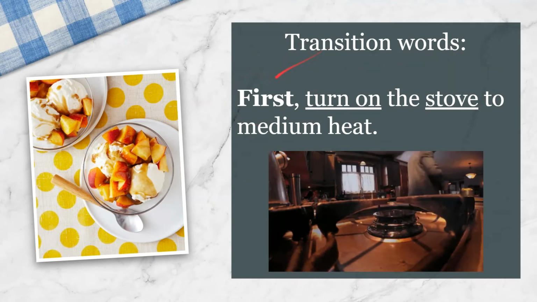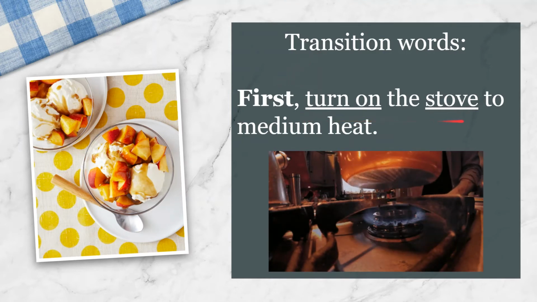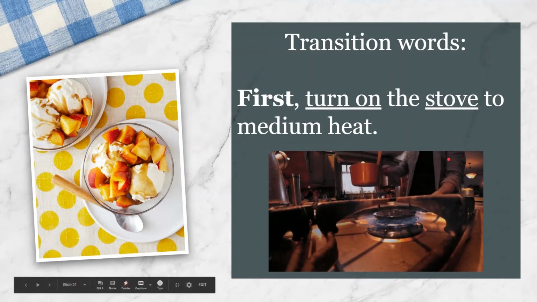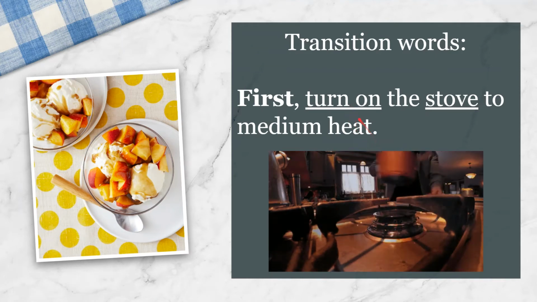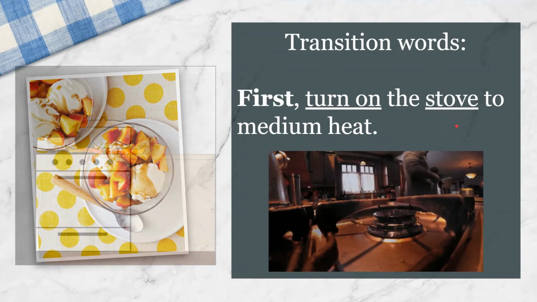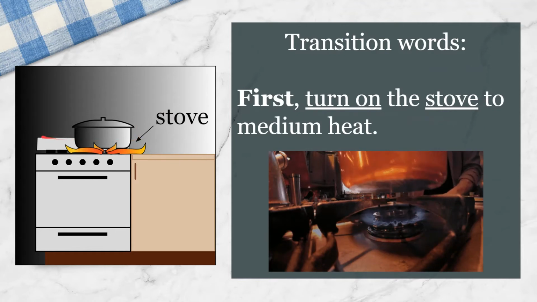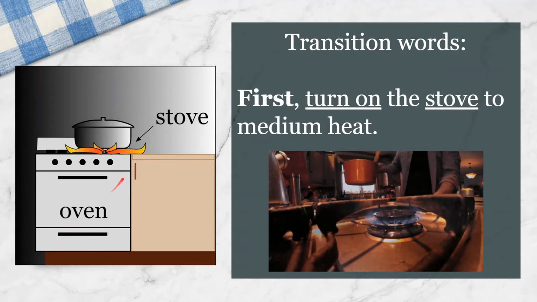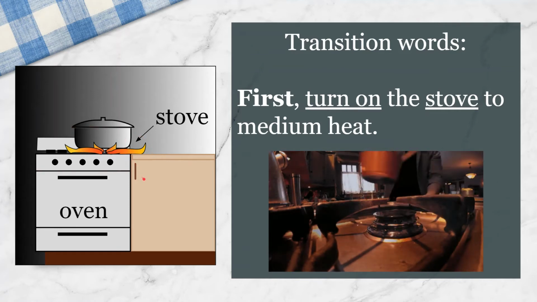First, the transition word, turn on the stove to medium heat. First, turn on the stove to medium heat. That is this action. Turn on means to light a fire. Turn on is lighting a fire. Now, what is a stove? This area is the stove. The bottom here is an oven. So again, this is the stove, and this, where you bake things, is the oven.